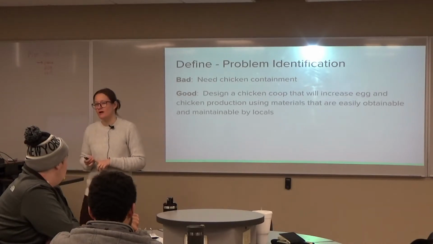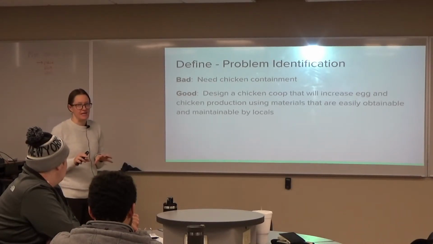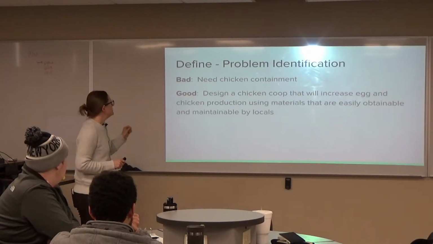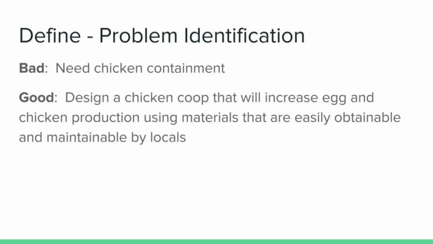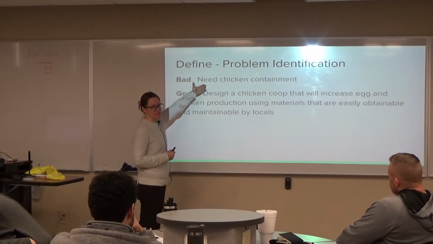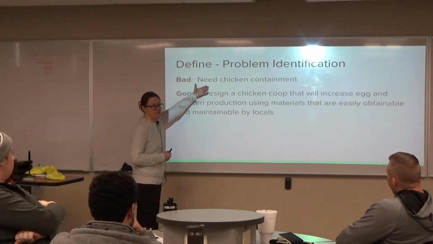So here's an example of what a problem identification would be. A bad one, a good one. Need a chicken containment. Okay, we're going to contain some chickens in something, right? Well, that's not very descriptive, right? Here's a good one. Design a chicken coop that will increase egg and chicken production using materials that are easily obtainable and maintainable by locals. That's a lot more descriptive, right? Now we know why we're actually building a containment, like what its purpose is, okay?